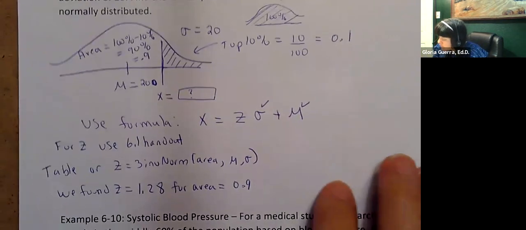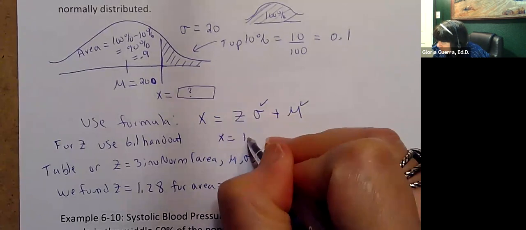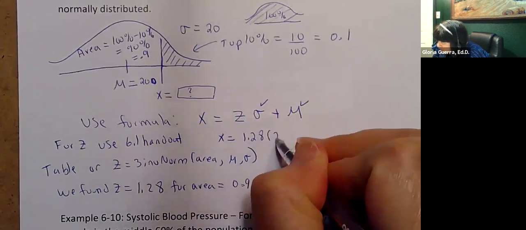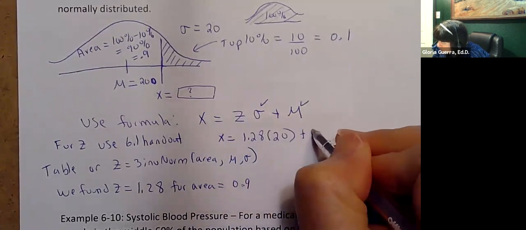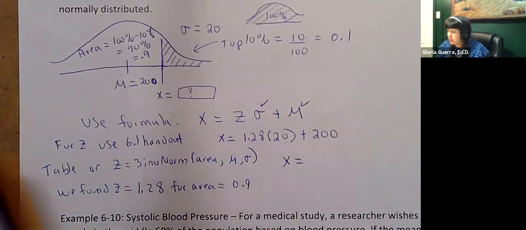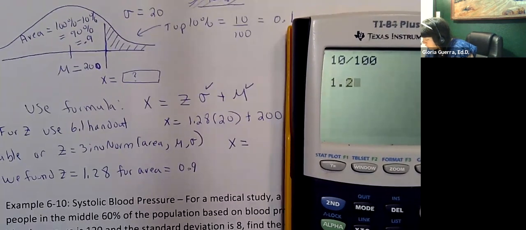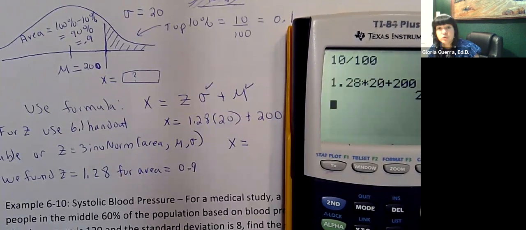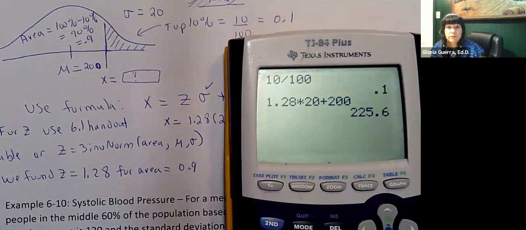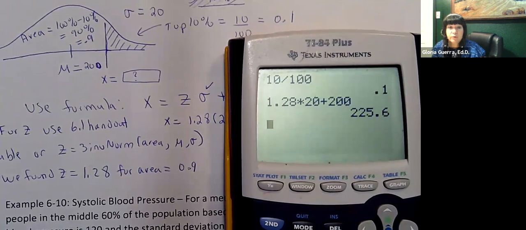So now I can substitute that. X is equal to 1.28 times sigma, which is 20, plus mu, which is 200. And I just type that into my calculator. So I have 1.28 times 20 plus 200, and it gives me 225.6.